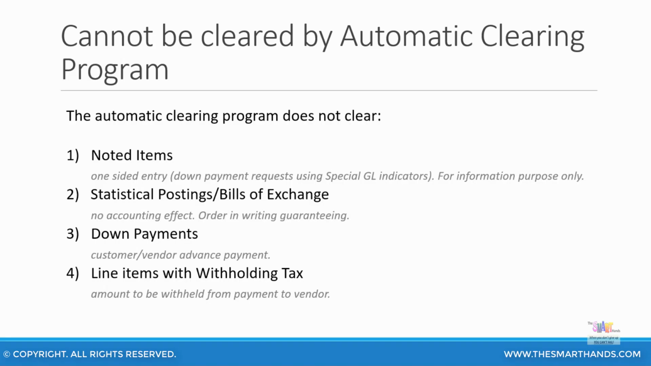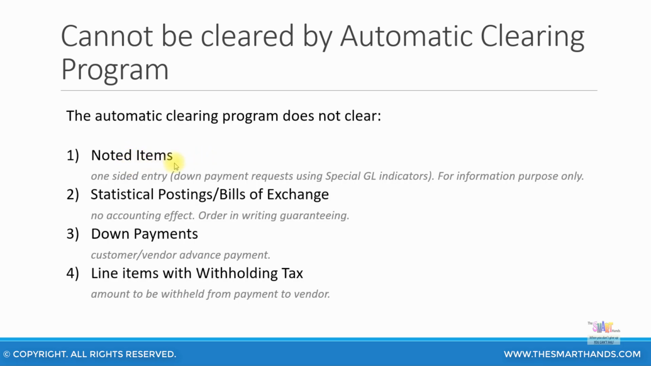Now let's look at items which cannot be done by the automatic clearing program. One is noted items. If you look at the vendor open items transaction, you will see an option to get noted items, or even for customer open line items, or the customer line item transaction, you can also get a list of noted items.